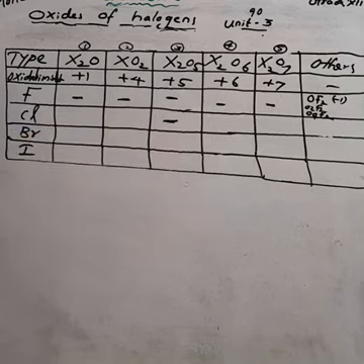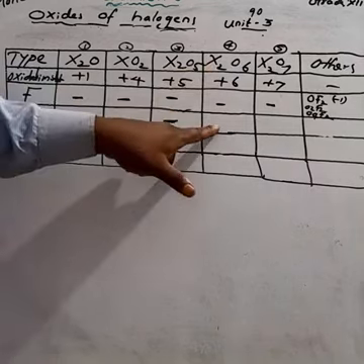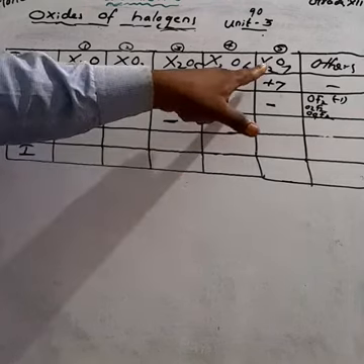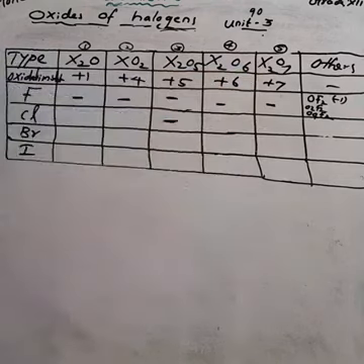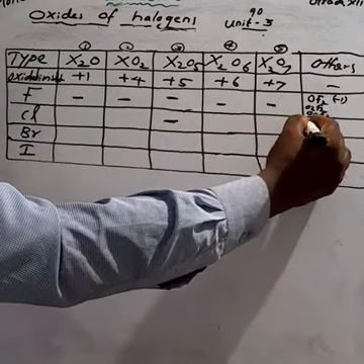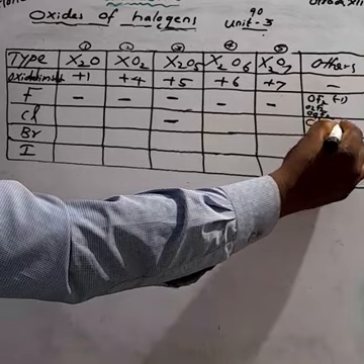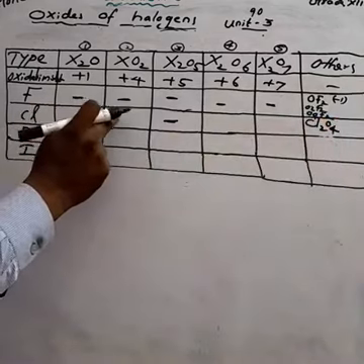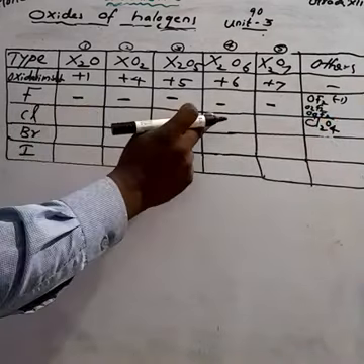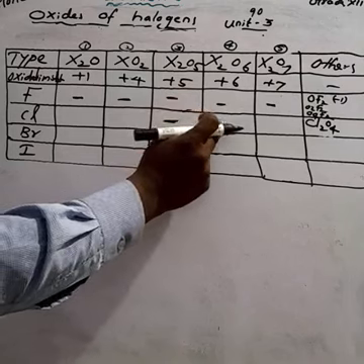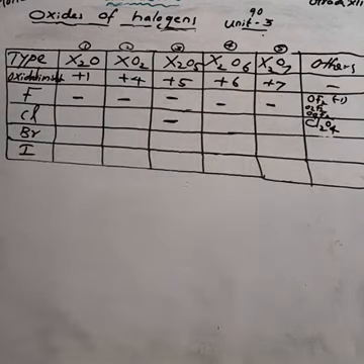Chlorine can form X2O6 and X2O7. And also another type, chlorine can form Cl2O4. So chlorine can form X2O, XO2, X2O6, X2O7. Okay. So what are the examples?